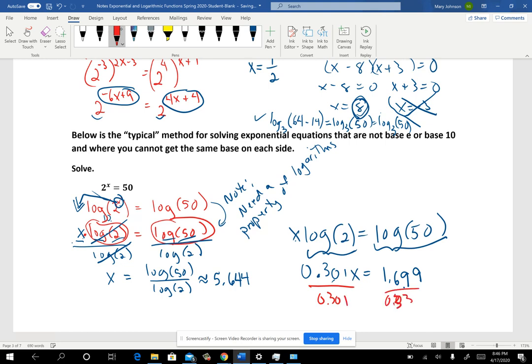Okay, so when you do that and you take 1.699 and you divide that by 0.301, we've kept enough digits of accuracy that it should turn out to be the same. But when I did that, if I round to 3, I'm going to get 5.645 here, right? So don't actually do this. Don't really do the plugging in of the number.